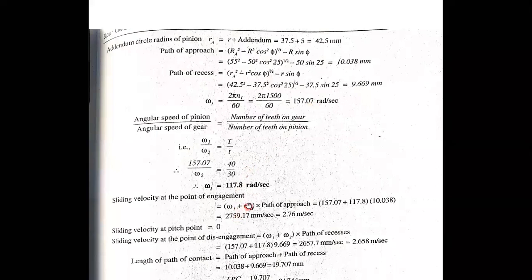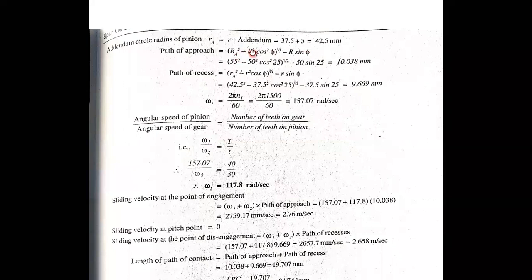Similarly, we need to find omega 2. Omega 1 divided by omega 2 is equal to G. G is nothing but capital T divided by small t. Knowing omega 1, capital T and small t, substitute and finally you find omega 2 is 117 radian per second. We got omega 1 and omega 2, but we still require the path of approach. What is the path of approach formula? Root of RA square minus R square cos square phi, minus R sin phi.